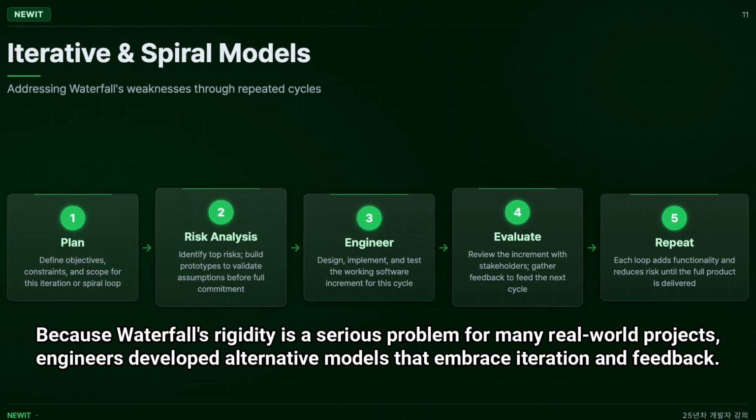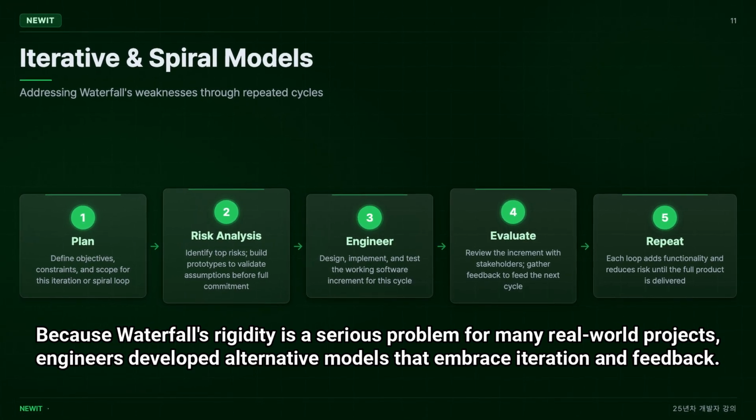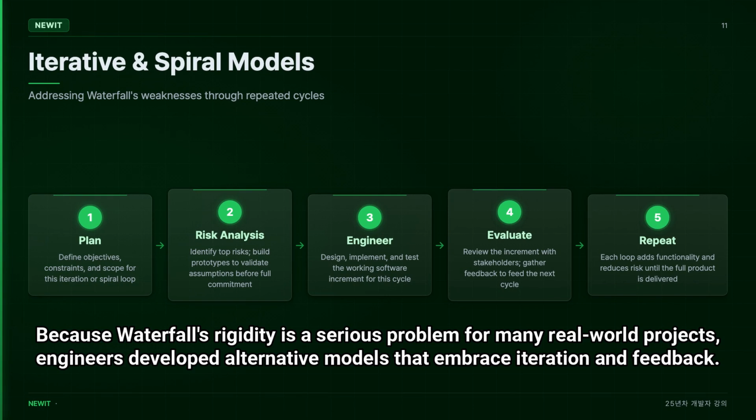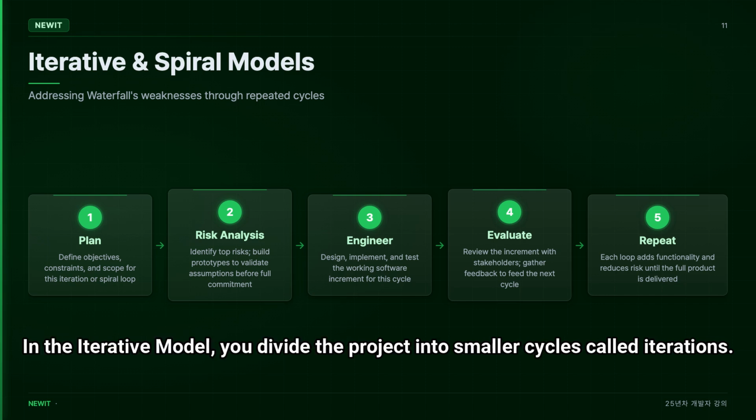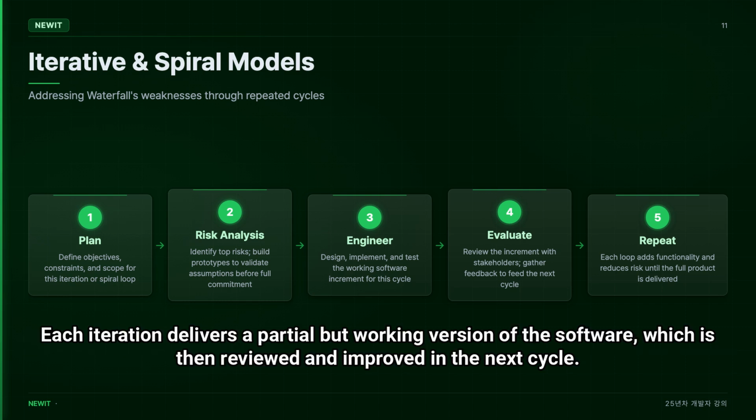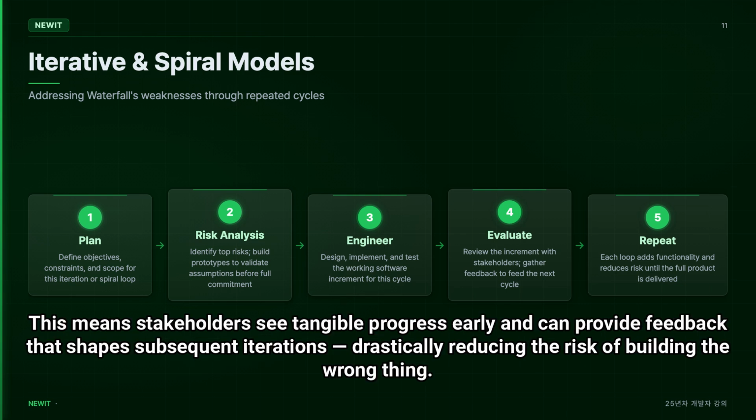Because waterfall's rigidity is a serious problem for many real-world projects, engineers developed alternative models that embrace iteration and feedback. Two important alternatives are the iterative model and the spiral model. In the iterative model, you divide the project into smaller cycles called iterations. Each iteration delivers a partial but working version of the software, which is then reviewed and improved in the next cycle. This means stakeholders see tangible progress early and can provide feedback that shapes subsequent iterations, drastically reducing the risk of building the wrong thing.